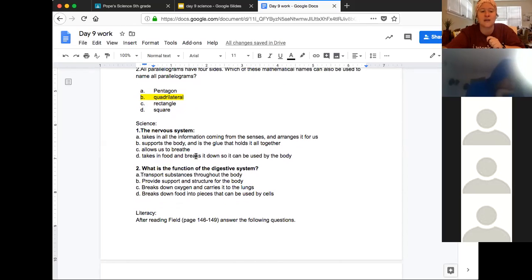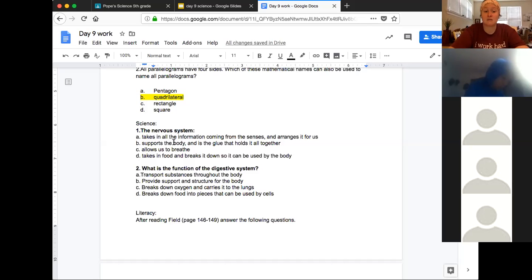So when I'm looking through these, I want to figure out, is it true or false? A, takes in all the information coming from the senses and arranges it for us. B, supports the body and is the glue that holds it all together. C, allows us to breathe. D, takes in food and breaks it down so it can be used by the body. So what do we think the answer is? A, B, C, or D?